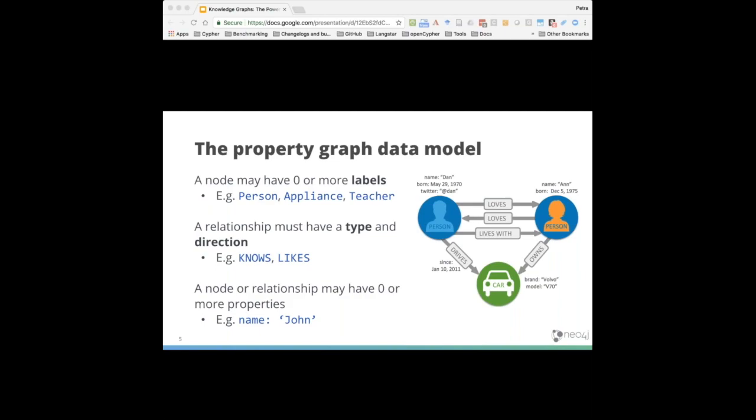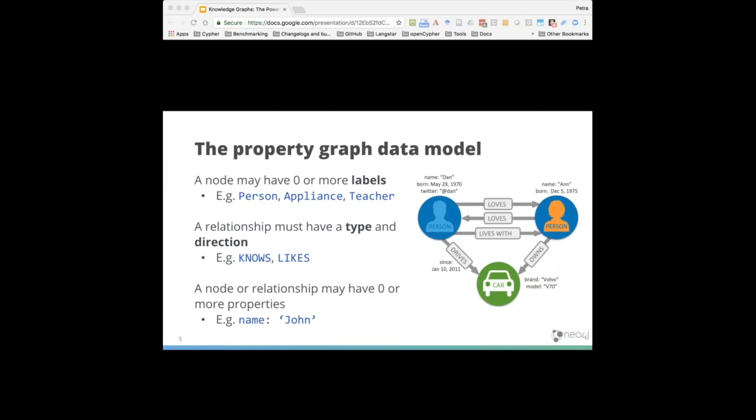So a node, for example, could be a person node. And in fact, if you see the diagram on the right-hand side, we see that there are 3 nodes in there. And if we just focus on the leftmost one, we see that that node has got a person label. Also, he loves Anne. So he loves the node on the right-hand side. He also drives a car down on the bottom. And there are also various outgoing and incoming relationships. And we can actually see that there are a number of properties associated with this person. So we see that the name is Dan, we see that he was born in 1970, etc., etc.